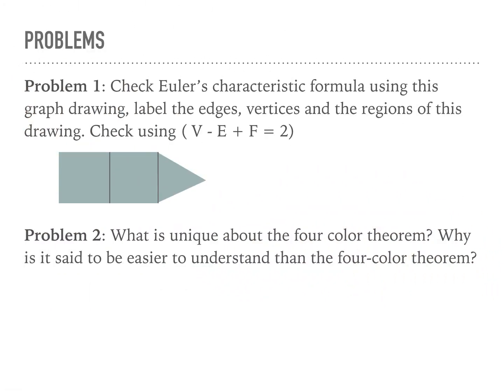Moving on to some problems for this chapter. The first one should be pretty easy. We're going to be utilizing Euler's characteristic theorem, V minus E plus F, or in some cases R, for regions, as I mentioned previously. The second problem is describing the six-color theorem, which is easier than the four-color theorem, and you need to point out what is unique about the four-color theorem. I'll give you a few seconds now to think about these. The answers are coming up next.